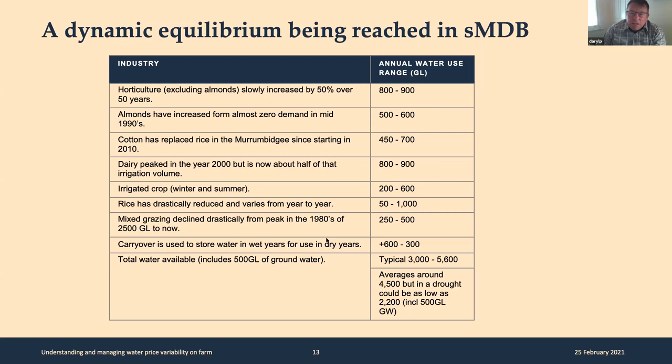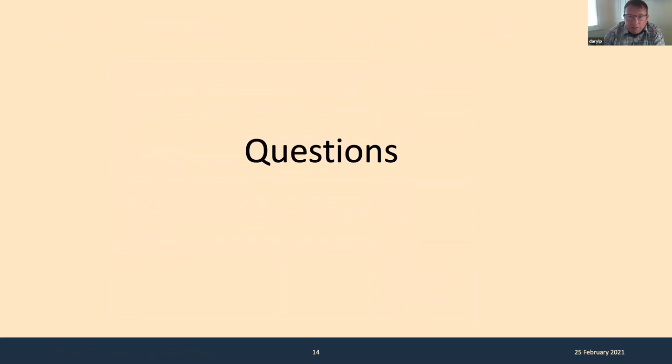So even though there will be some variability in water use from year to year, we see that with that dynamic equilibrium, there is water available for most industries. How much, not like where we were in the past, but there are options for different industries depending on where they sit in that value chain.